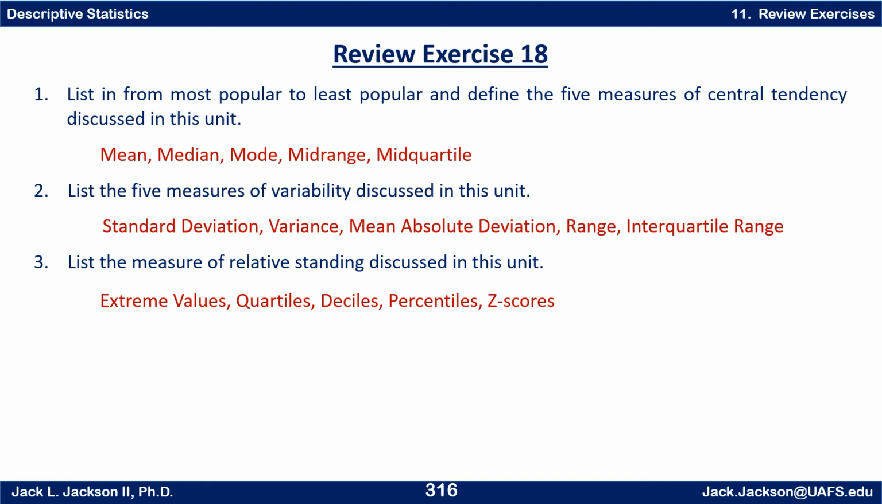List the 5 measures of variability: standard deviation, variance, mean absolute deviation, range, and interquartile range were the ones that we studied. And list the measures of relative standing discussed in this unit. Extreme values, quartiles, deciles, percentiles, and z-scores were the ones we studied.